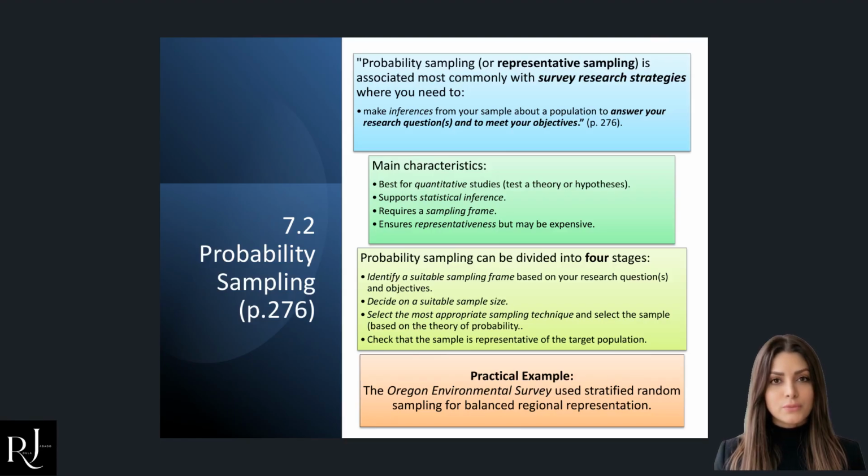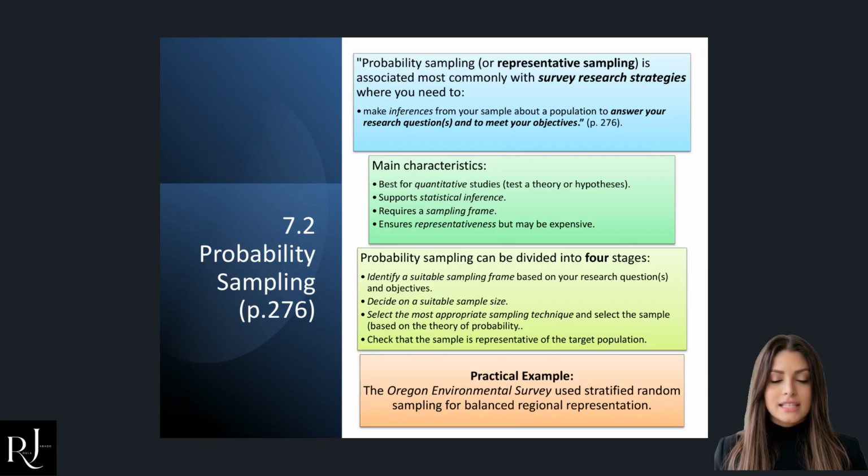Now, let us focus on probability sampling. This sampling method is most commonly associated with survey research strategies. For example, in a large scale public opinion survey about a new government policy, probability sampling can be used to gather data. Here, the goal is to make inferences about a population to answer your research questions. Suppose a researcher wants to know how the general public in a city feels about a proposed tax increase. By using probability sampling, they can draw conclusions about the entire population based on the sample.